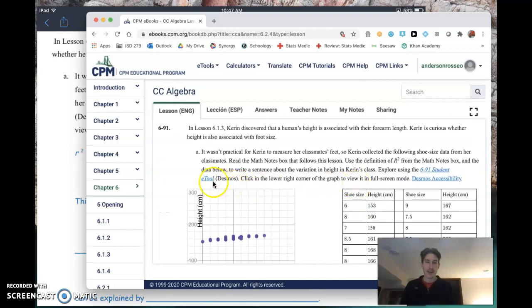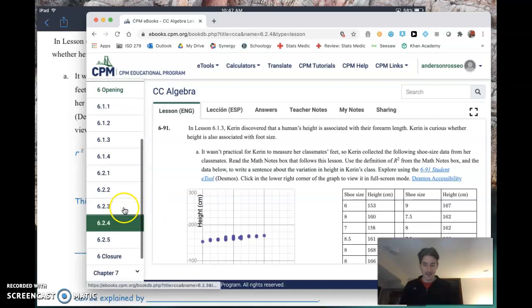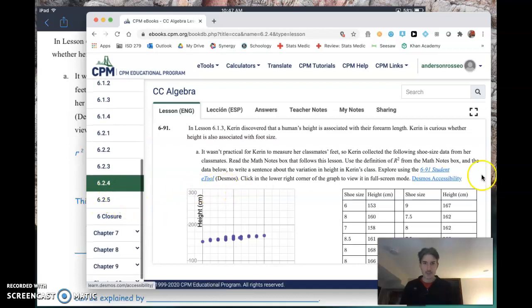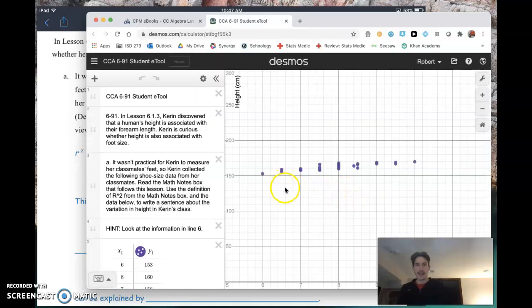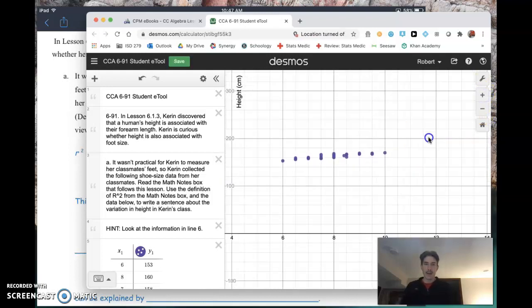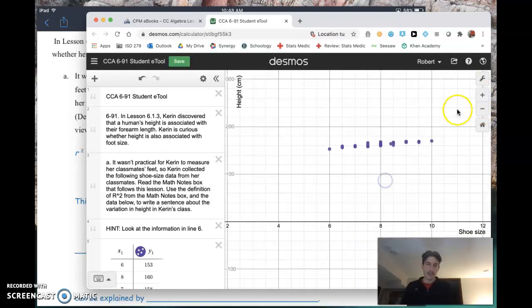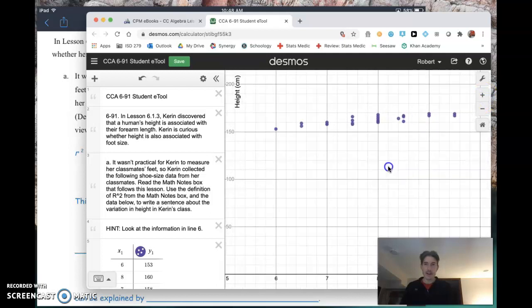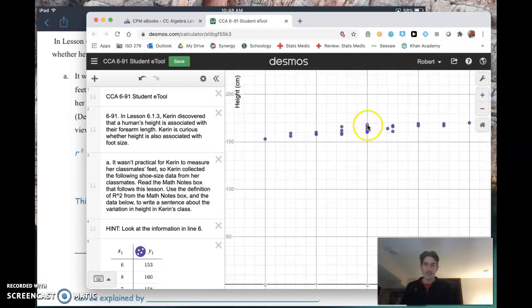So I'm in my CPM ebook. I am in 6.2.4, and I've got the eTool right here in 6-91. Okay, so I can click on that, it pulls it up, and there you go. Oops, I zoomed out, sorry about that. I can see all the data, and honestly, it looks pretty good. The reason we've got little vertical stacks here is because multiple classmates have the same shoe size, maybe just slightly different heights. And this is looking pretty good.